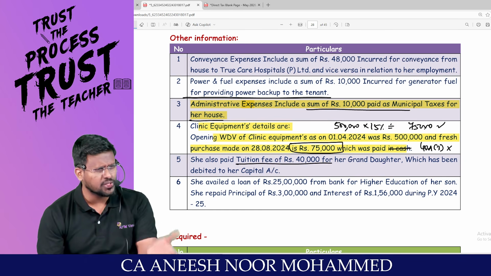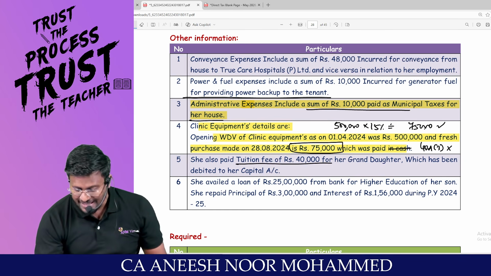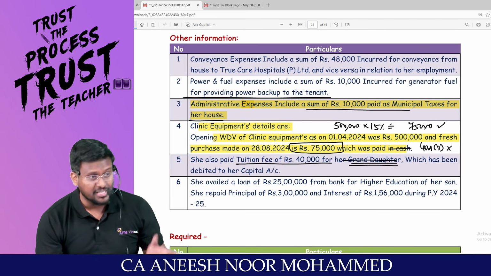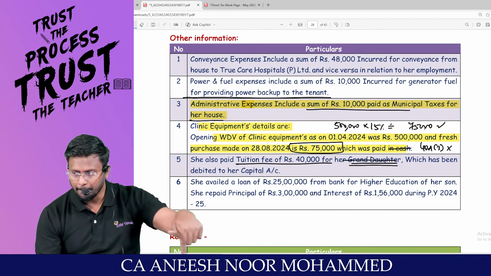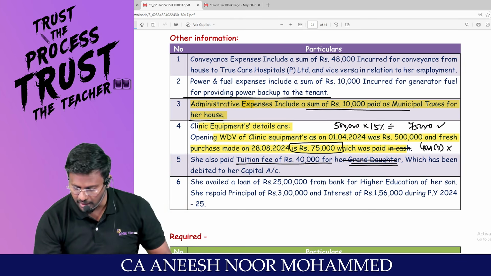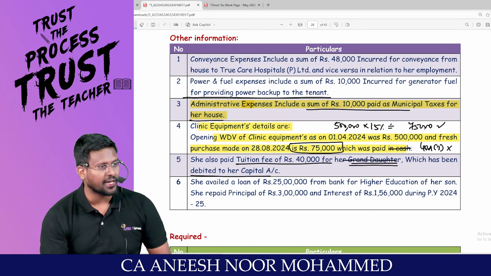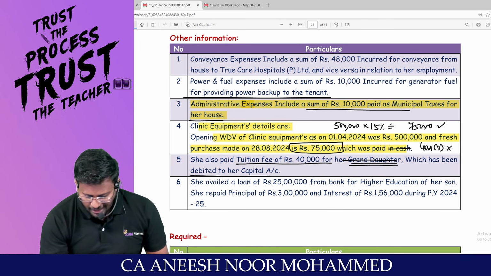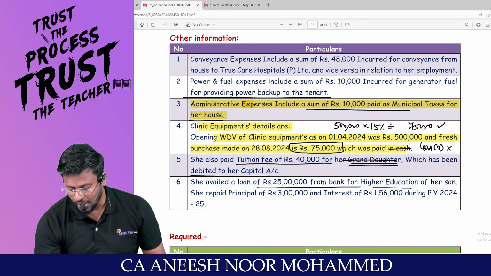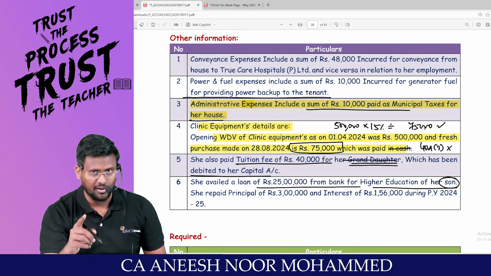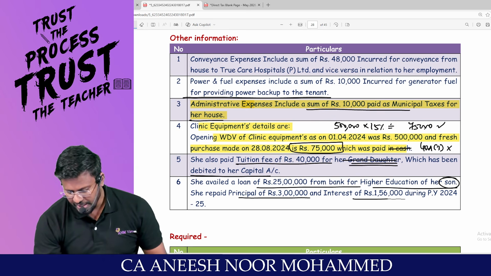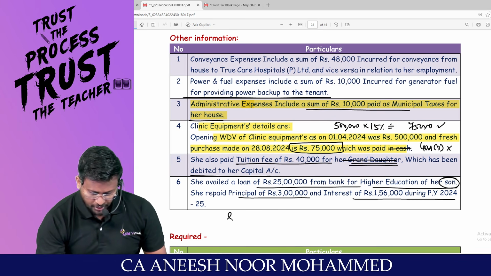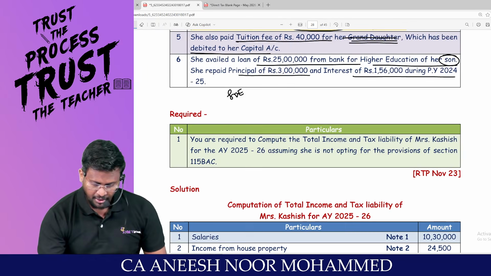My dear lovable students, ATC. For her granddaughter. Granddaughter is not family. Only for own child. Daughter-in-law, granddaughter, etc., which has been debited to her capital. That's it. She availed a loan of 25 lakh from bank for higher education for her son. That's good. She repaid principal 3 lakh. No deduction. Interest of 1,56,000. You can claim 80E.